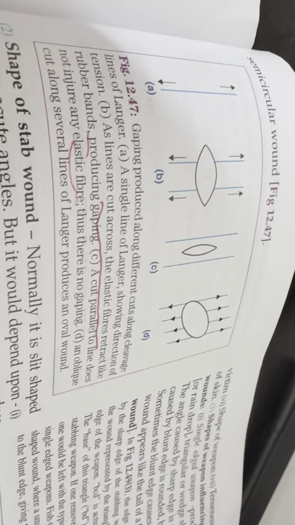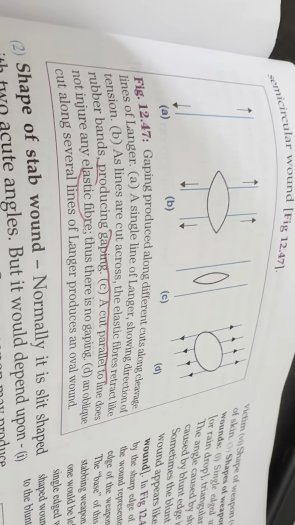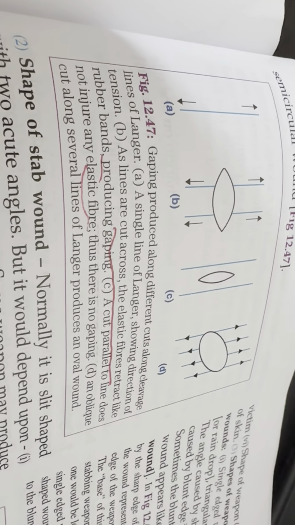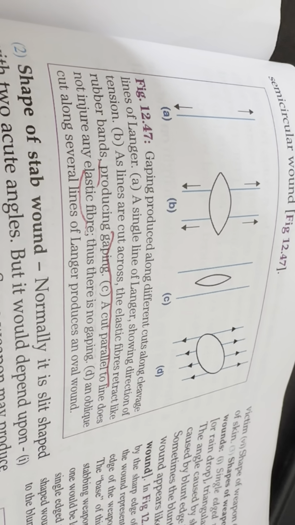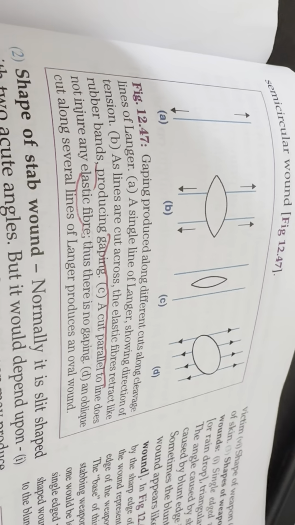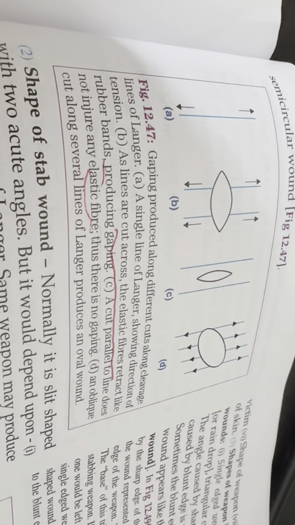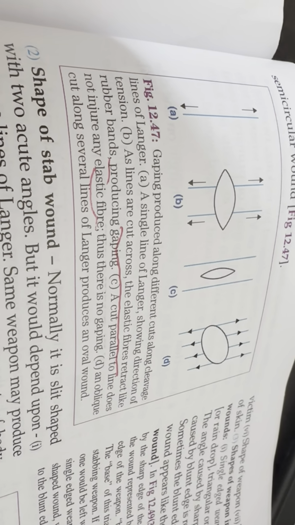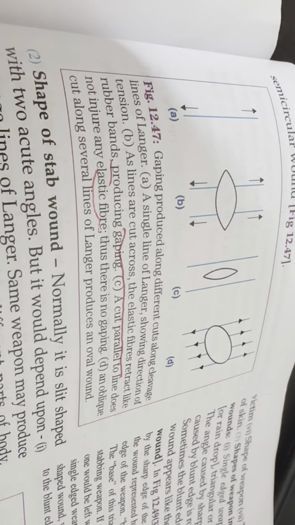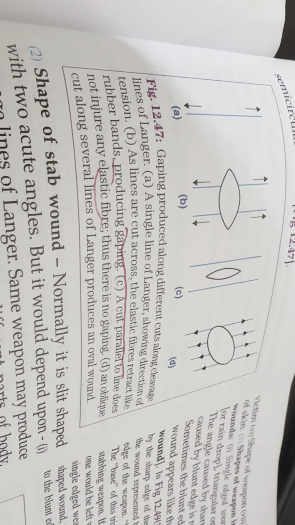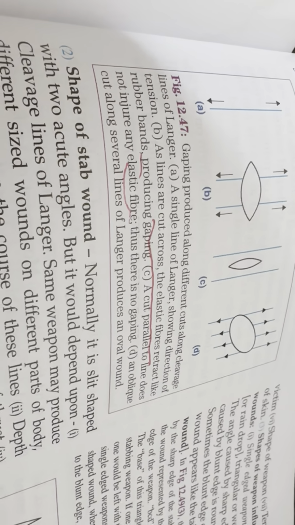When these lines are cut across, the elastic fibers retract like a rubber band and produce gaping. A cut parallel does not injure the elastic fibers. There is no gaping. Producing a cut parallel to the lines does not injure the elastic fibers, thus no gaping. An oblique cut across several lines produces an oval wound.